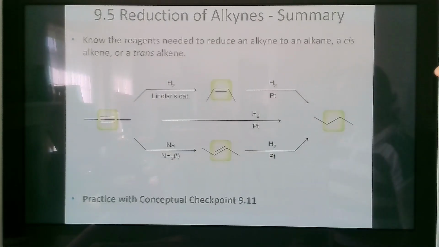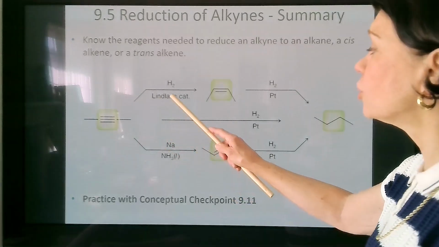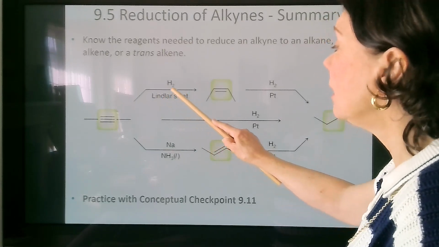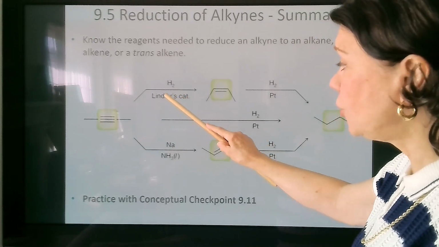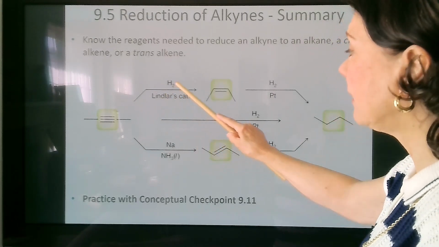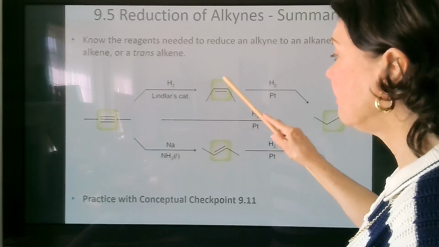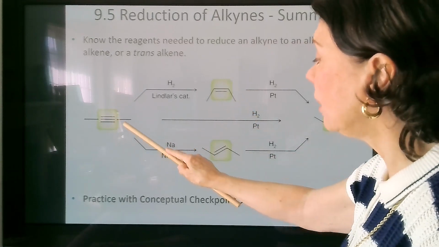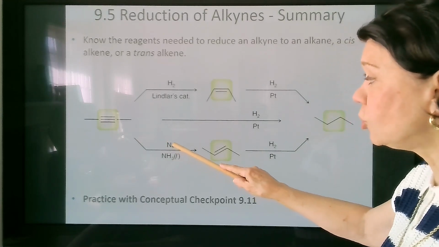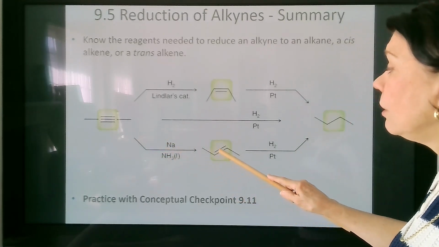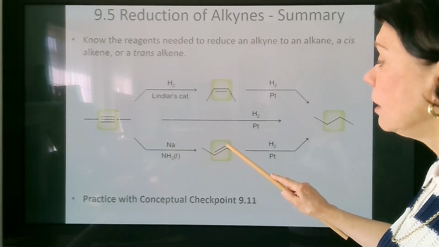Now, reduction of alkynes. This is the summary. So you have the Lindlar's catalyst. This is the poisoned catalyst. Remember, there is a transition metal contained in this catalyst here, and so this is catalytic hydrogenation. This reaction stops at the cis alkene. Then you can have the dissolving metal reduction. Here you do not have a transition metal. This goes through the mechanism I showed you, and you get the trans product.